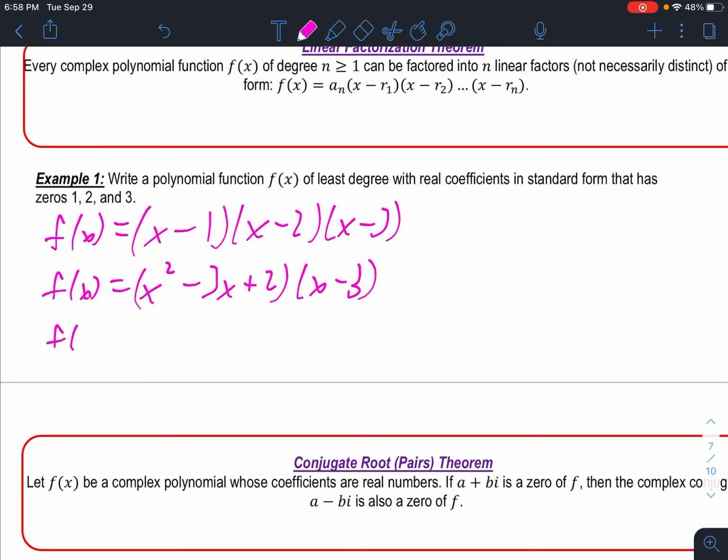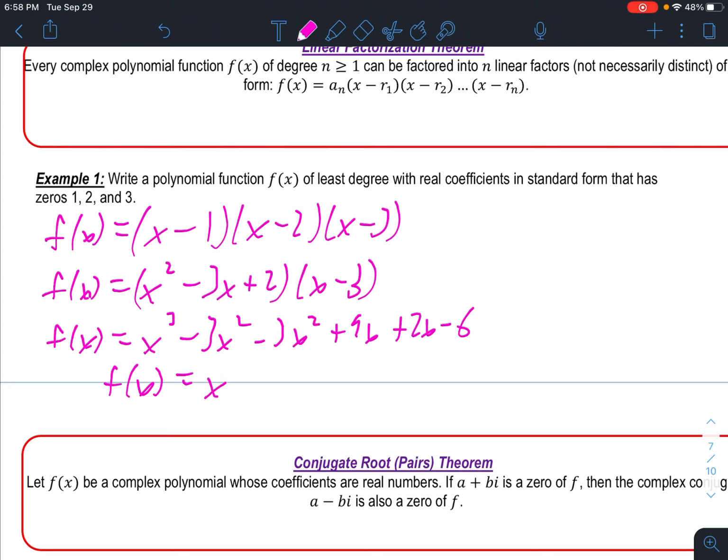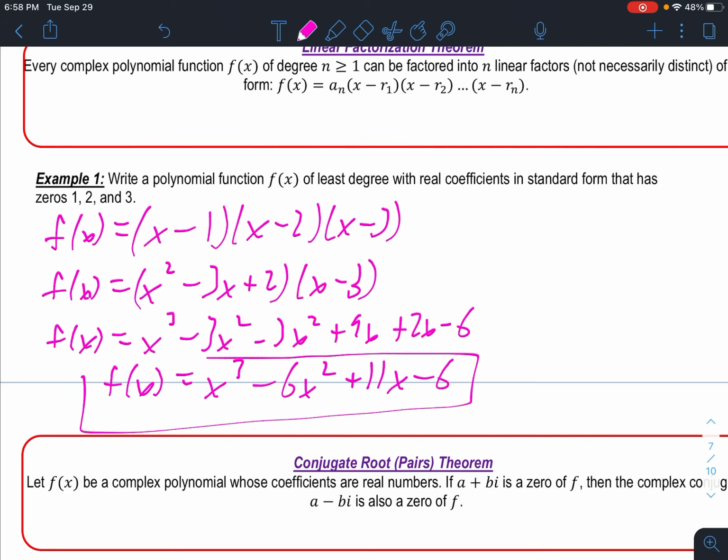And we can keep going by multiplying that out as well. So it gives us x cubed minus 3x squared minus 3x squared plus 9x plus 2x minus 6. Combining like terms gives us that as our final answer. So that function is a polynomial function of least degree with real coefficients in standard form that has zeros 1, 2, and 3.